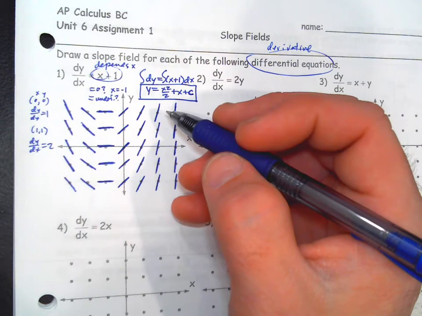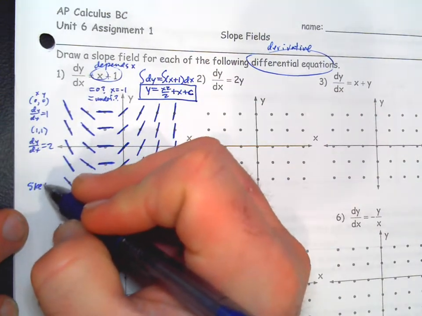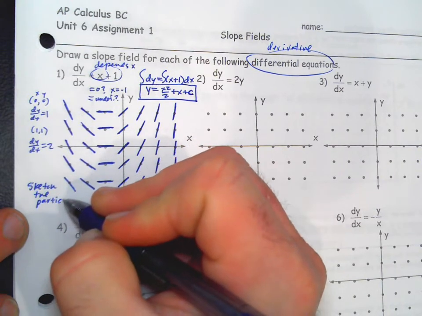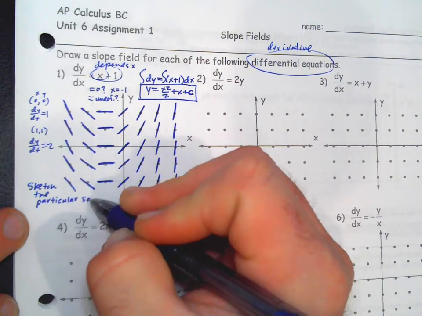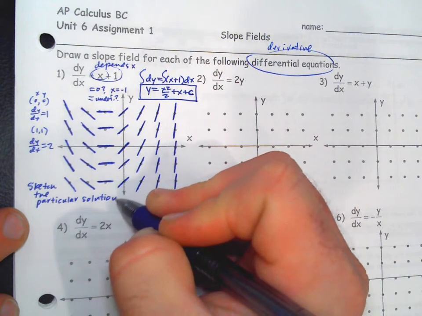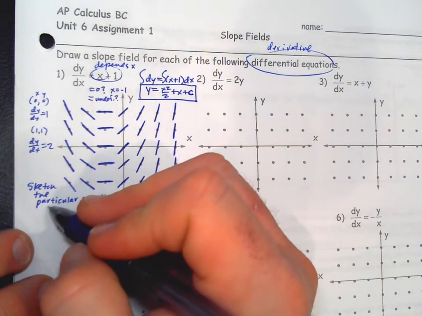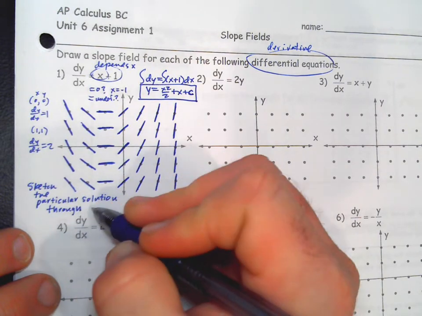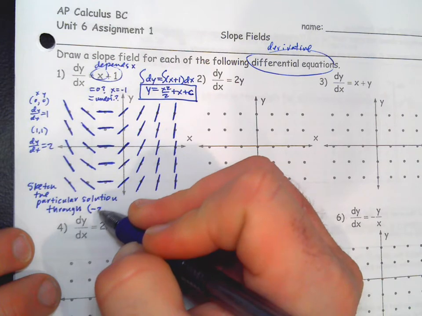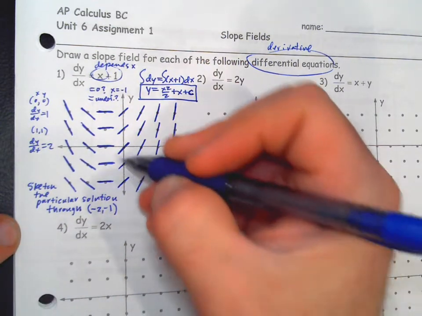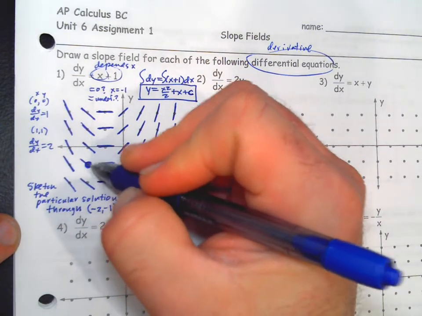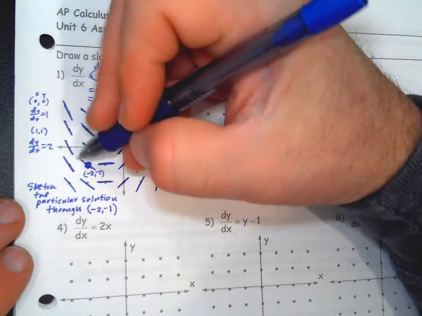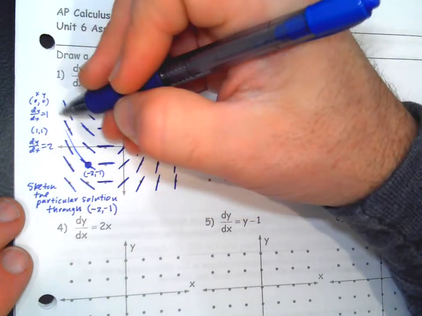Now, what if I told you to sketch the particular solution? So particular or specific is one of these instead of the whole family. And I would give you some initial condition, like say -2, -1. So what you would do is you would identify that point. So this is just an extra thing, but let's just do this as notes because you're going to have to do this. And then you try and follow the slope field.